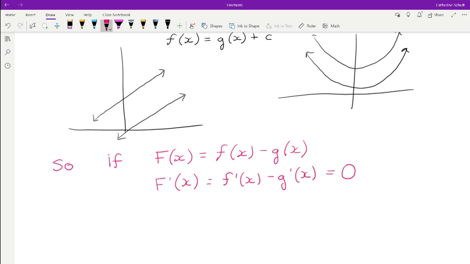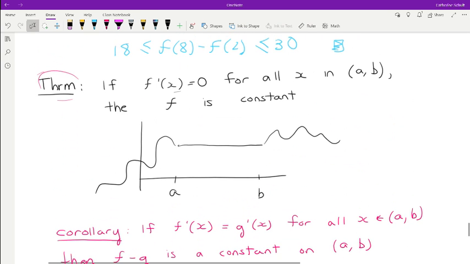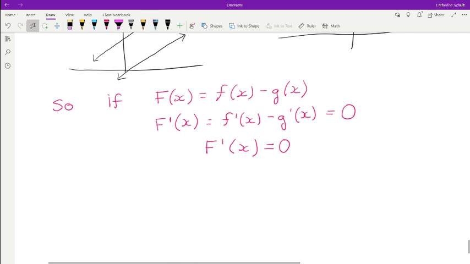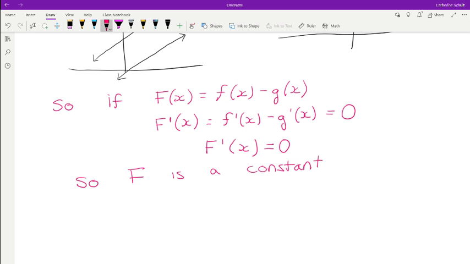So we have a derivative, F prime of x is equal to 0. And that little theorem we just had said what? If the derivative is 0, then F is a constant. So this big F is a constant. All right, and then that means f minus g is a constant. That's what we were trying to show. All right, so it's a corollary. It's a direct result from that previous theorem.